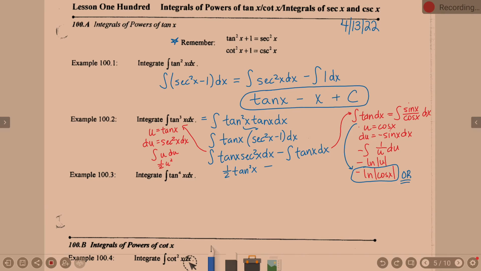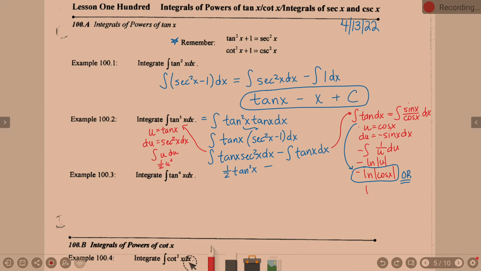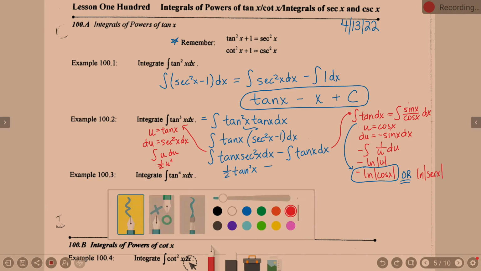However, I need to say it at this point as well, so I don't forget later. There's an or option. This negative out front of a log could technically become an exponent. If you give cosine an exponent of negative 1, it takes it to the bottom, which is secant. And so my or option here is the natural log of the absolute value of secant x, positive.